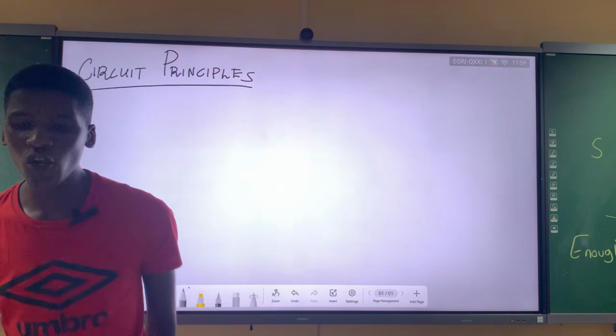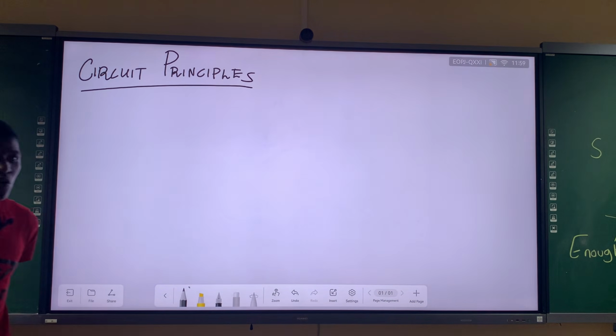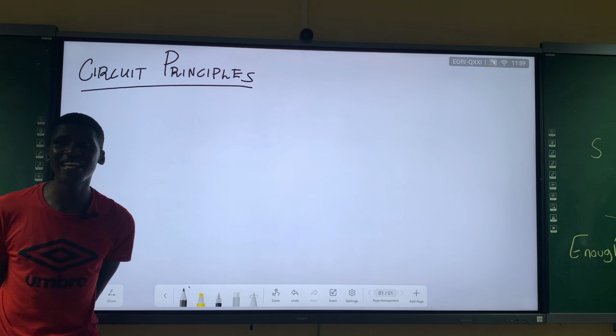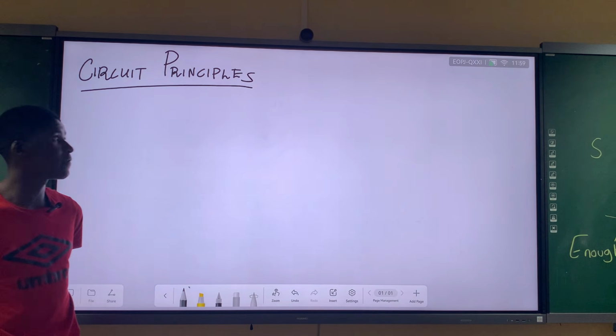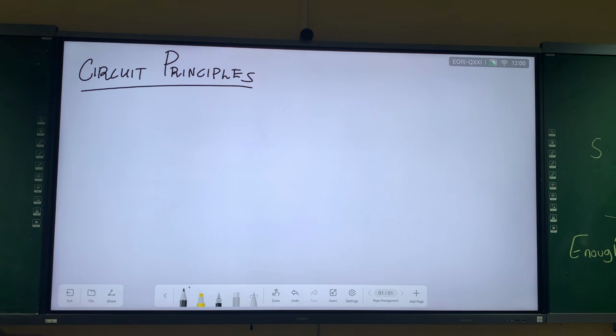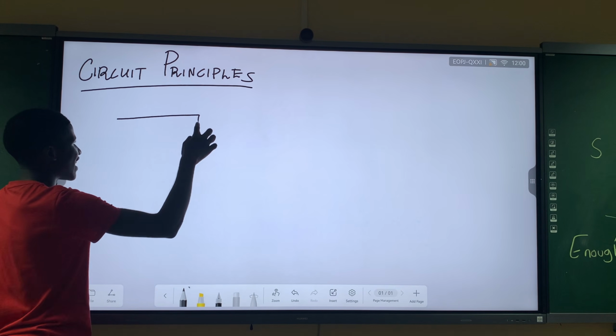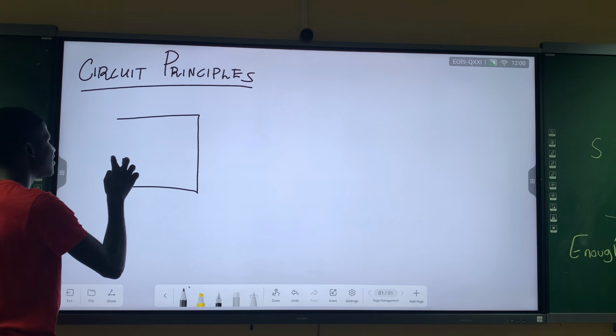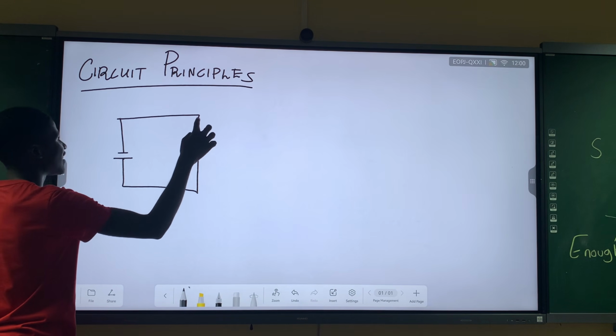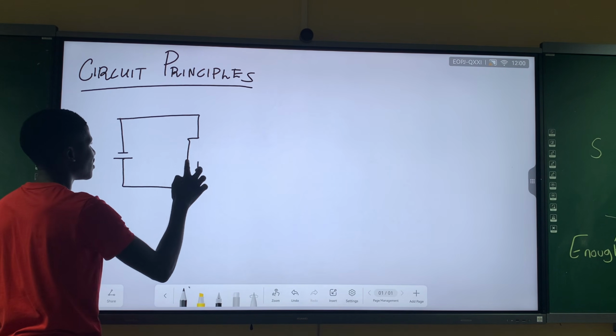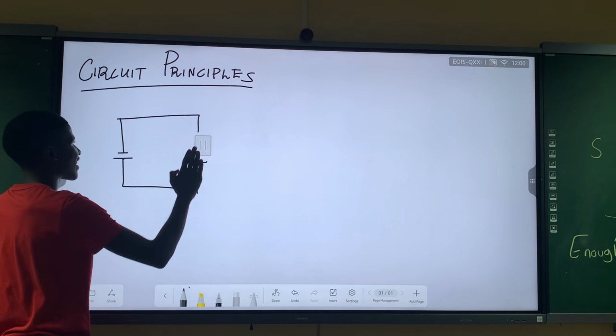The first circuit law that we're going to talk about is Kirchhoff's law. Kirchhoff has two laws, which are Kirchhoff's current law and Kirchhoff's voltage law. I think you have a brief idea of what they are from the basic grades. Let's say this is an electric circuit that has a parallel branch with a resistor.